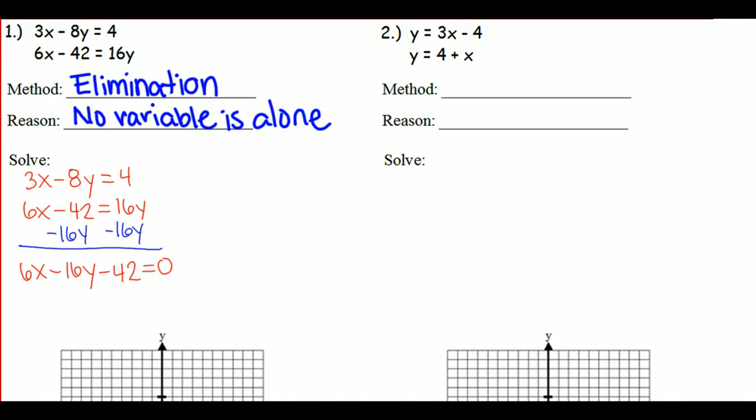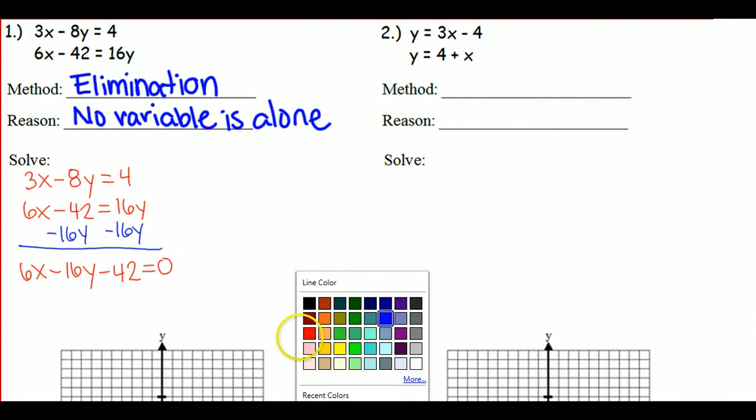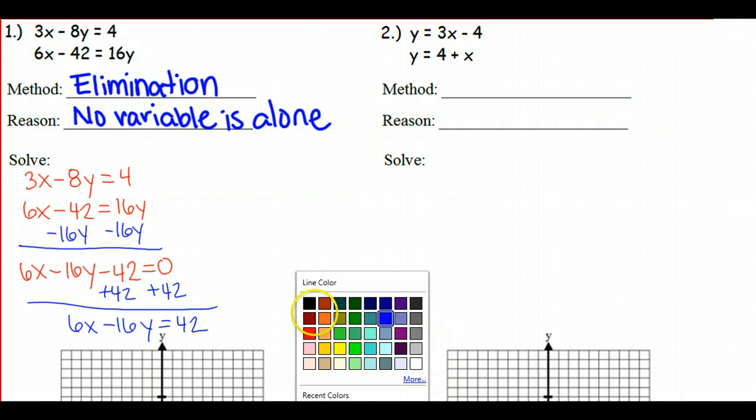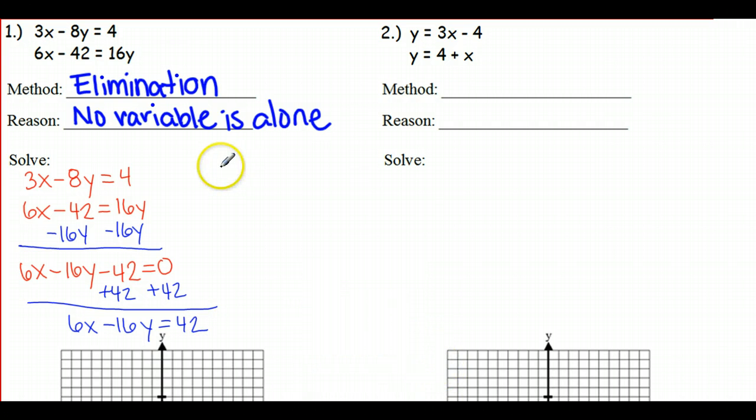But now I've got to get the minus 42 on the other side. So we're going to add 42 to both sides, and now my equation will be lined up with the top equation: 6x minus 16y equals 42. So I'm going to write the two equations, stacked on top of each other. We have 3x minus 8y equals 4, and the bottom equation is 6x minus 16y equals 42.